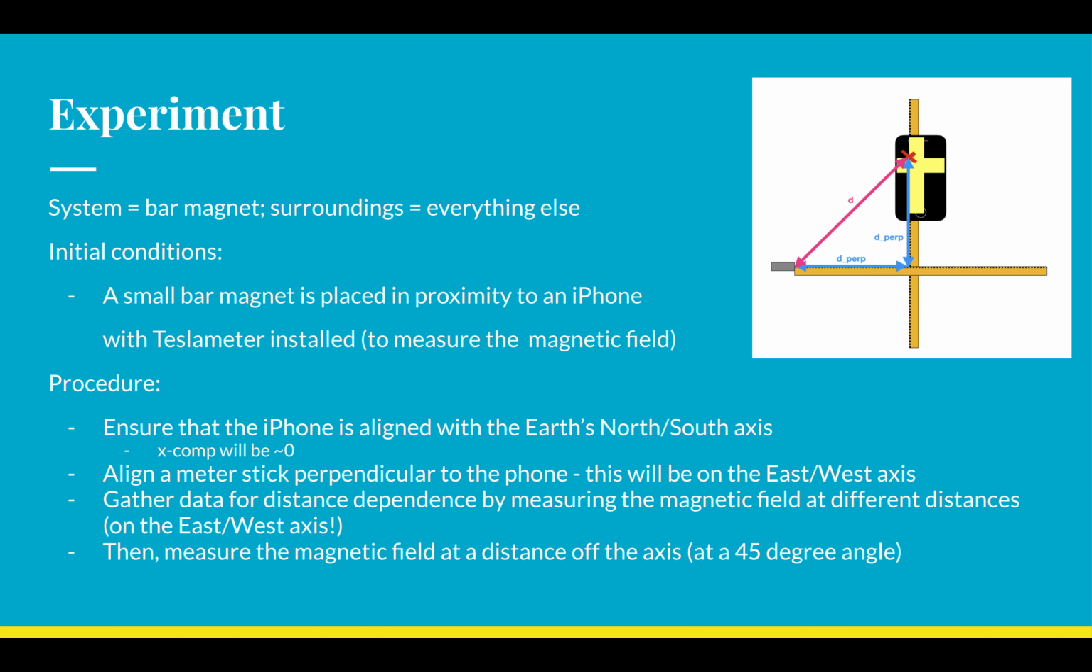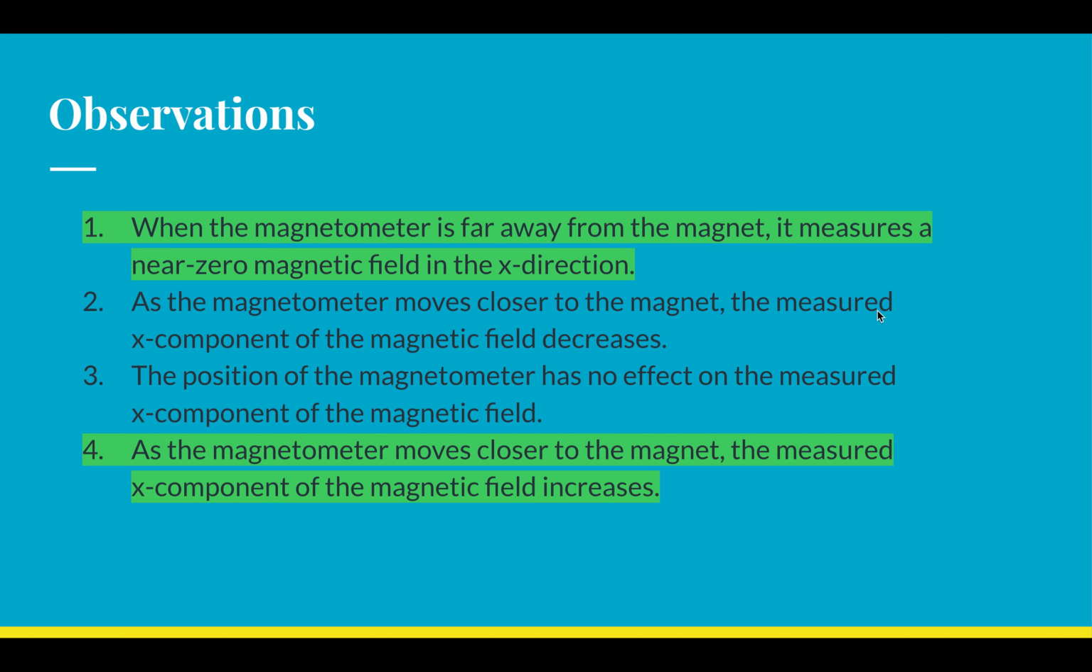Then I aligned a meter stick perpendicular to the iPhone, which will be on the east-west axis. Then I gathered data for the distance dependence by measuring the magnetic field at different distances on the east-west axis. And then finally, I measured the magnetic field at a distance off the axis at about a 45-degree angle, as you can see in this picture here.